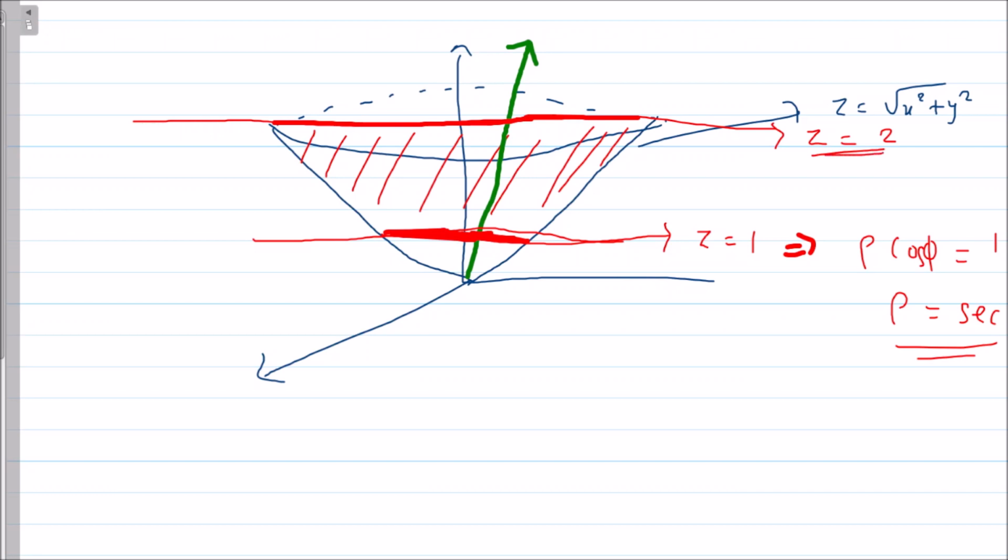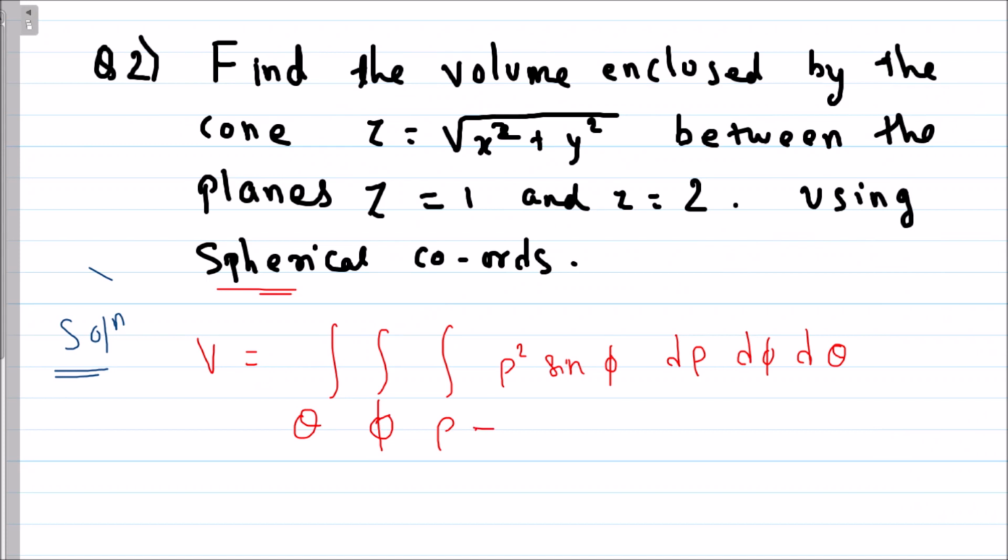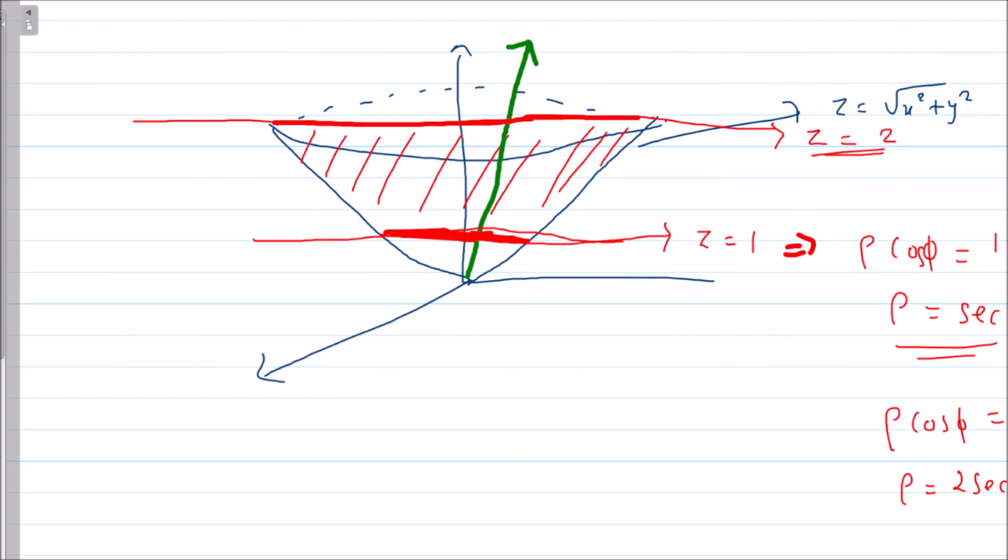Similarly, what about z equal to 2? What is my z? Rho cos phi. So rho cos phi is 2. So rho is nothing but 2 sec phi. Right? So from here you can see that your rho starts from sec phi and goes till 2 sec phi. So those are the limits for rho. Keep this in mind: whenever you have vertical straight lines, trigonometry will definitely come into the picture.